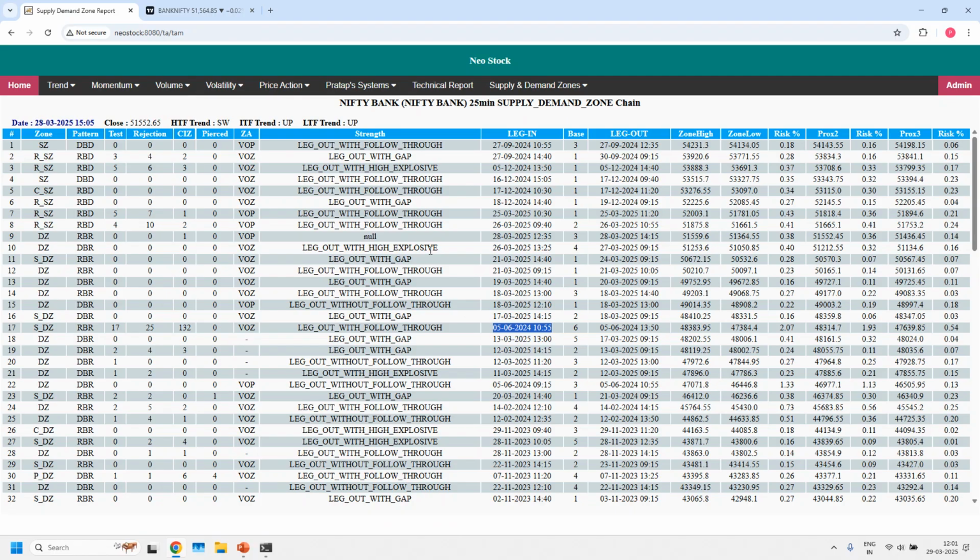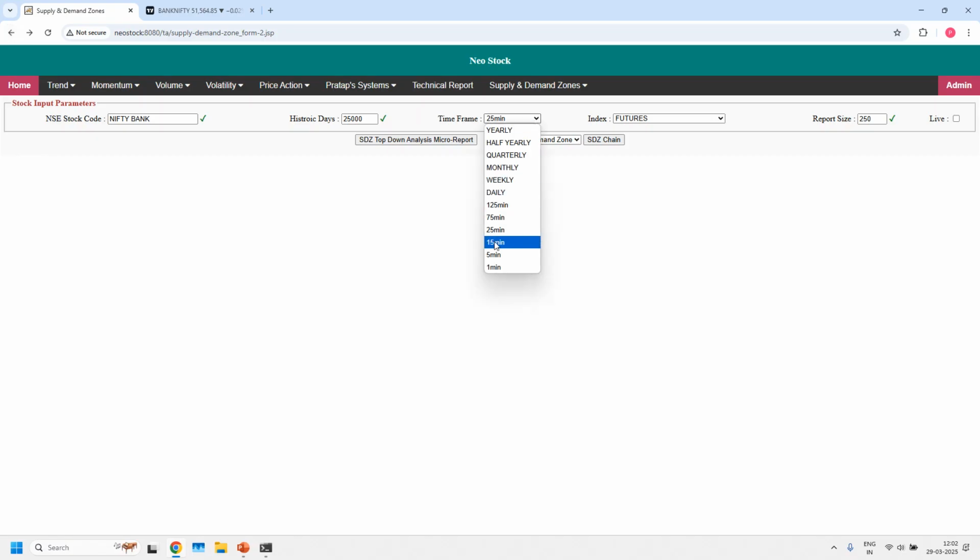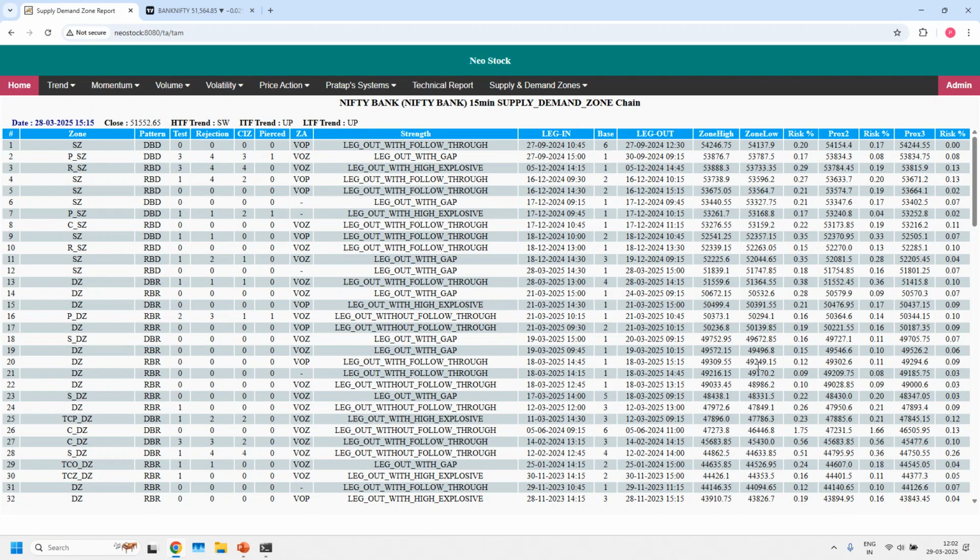On 15 minutes, you can draw normal zones also, but let me focus only on high liquidity zones, because these 15 minutes high liquidity zones will help you from an intraday trading or short-term trading point of view. Let me draw a few zones, reminding you they are available here so that you can draw on your charts. So I am generating the 15 minutes time frame supply demand zone chain. Okay, this is the 15 minute supply demand zone chain.